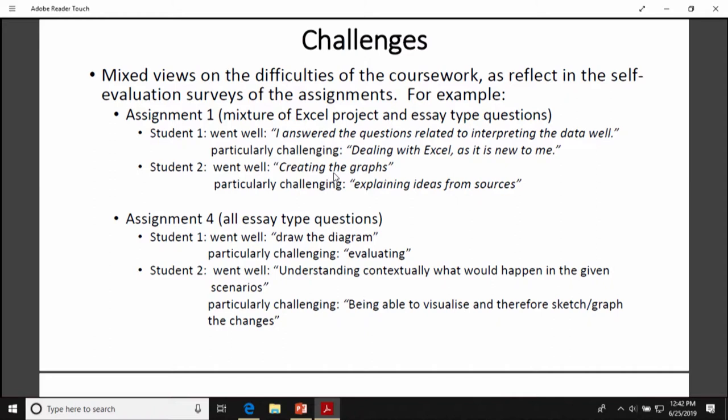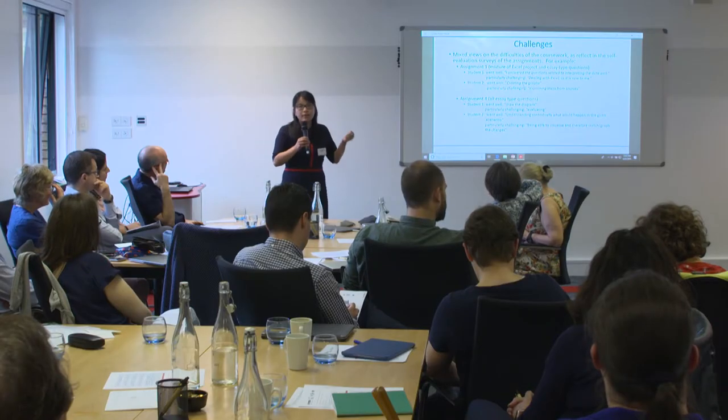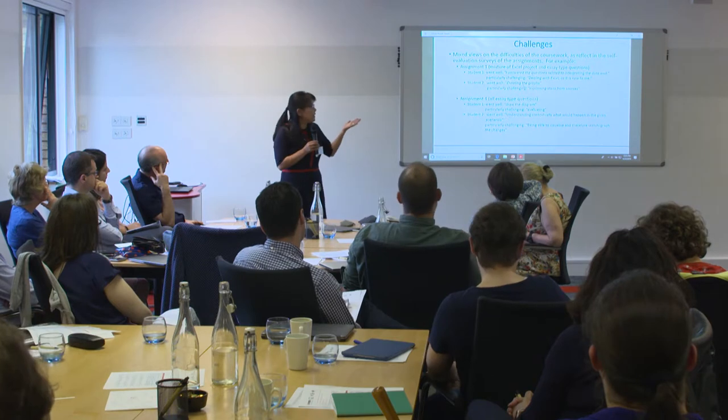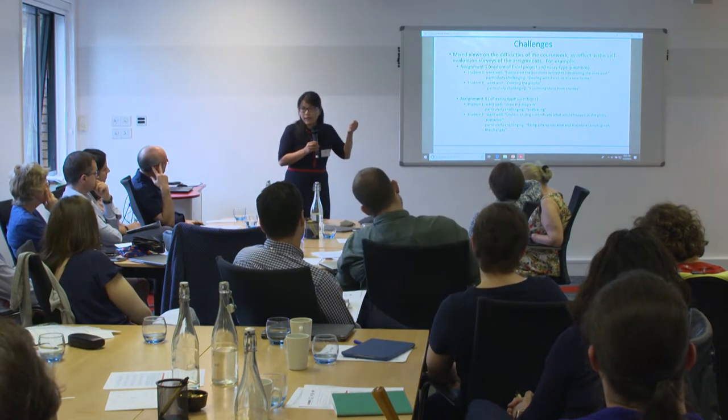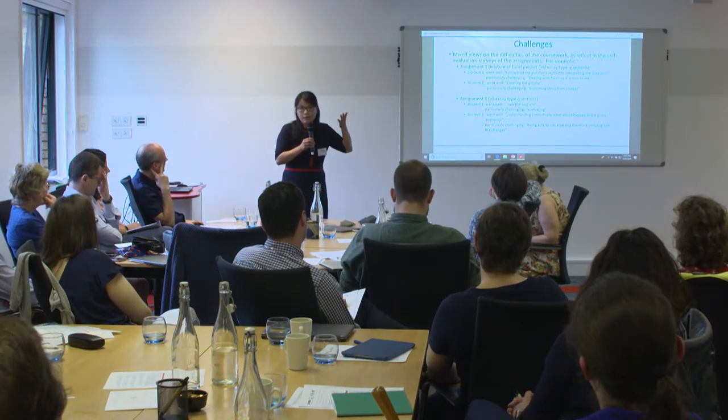So you can see this as an example, for the same assignment, different students, according to the self-evaluation survey, they indeed have different views on the difficulty of the coursework. For example, for assignment one, some students consider that they are doing relatively well in terms of interpretation of data. However, they find it extremely challenging to use Excel because this is completely new to them. On the other hand, some students feel very confident using Excel to create graphs. However, they find it difficult to explain the ideas. So this just gave you an example to see the contrast of views of the students given their different backgrounds.